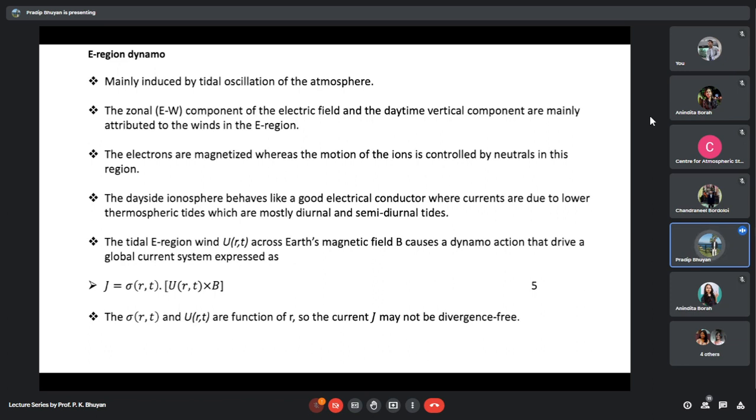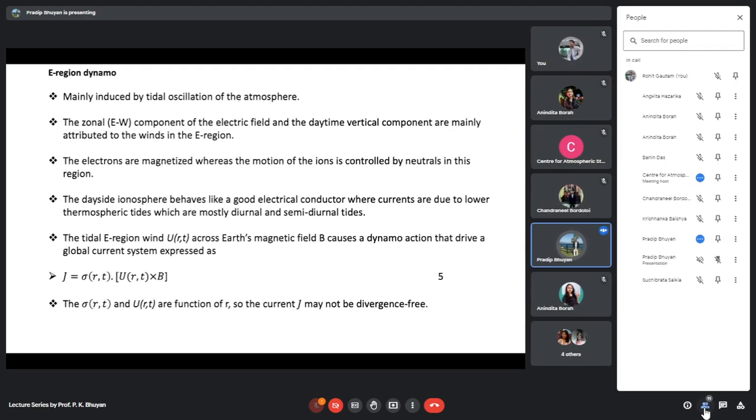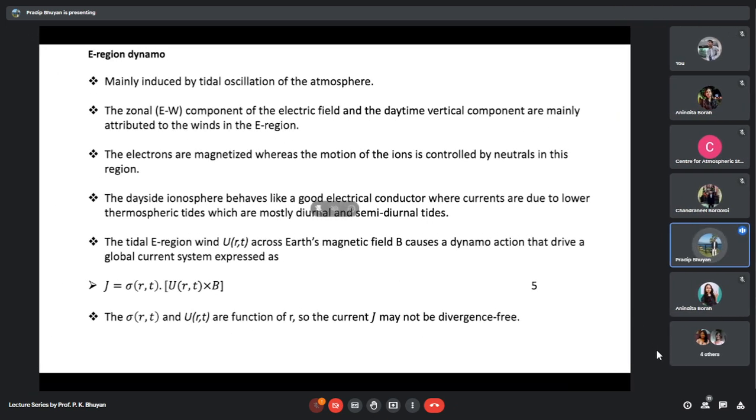So there is a temperature difference, because of which oscillations or tides will be generated. So your E-region dynamo will be driven because it is at 100 kilometers. It is not near the ocean. So lunar tidal oscillations will have no effect on your E-region dynamo. That E-region dynamo will be driven by your solar tidal oscillations, which are produced because of the temperature difference between your mesosphere and stratosphere, like that.